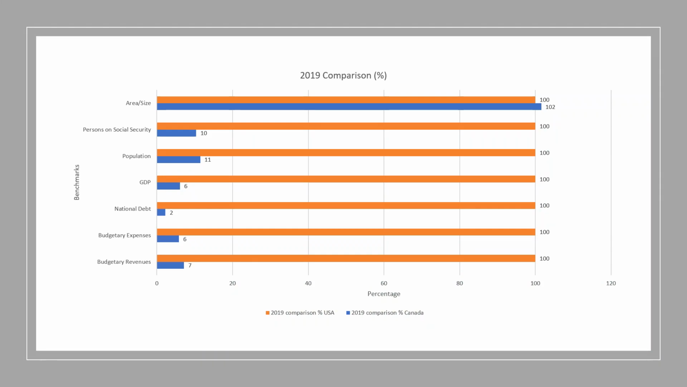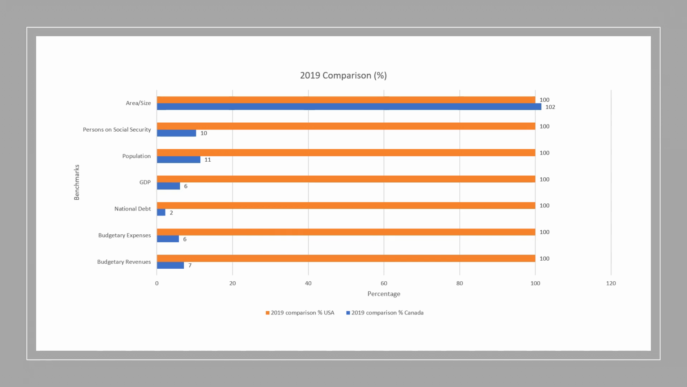Since the USA is a huge country, the size of Canada against all benchmarks is very small. For example, Canadian budgetary revenues and expenses are only 7% and 6% respectively when compared with the USA. Similarly, national debt and GDP of Canada are 2% and 6% respectively when compared with the USA. Finally, the size of population and persons on social security in Canada are only 11% and 10% respectively when compared with the USA. However, in terms of area or size, Canada is about 102% of the size of the USA, that is slightly bigger.